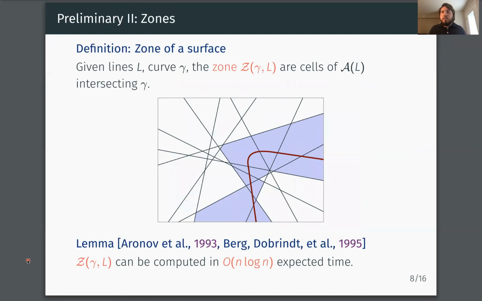The other preliminary we need is the zone of a surface. Given a set of lines L and a curve gamma, the zone Z(gamma, L) is the set of cells in the arrangement of L which intersect gamma. In the figure I've drawn below, this dark red curve is gamma, and I have a bunch of lines. These blue shaded cells are the cells of the arrangement that are intersected by the red curve gamma. It's known that the complexity, or the number of cells in the zone, is linear, but in fact we can compute these cells explicitly in n log n expected time. And this has been known since the 90s.